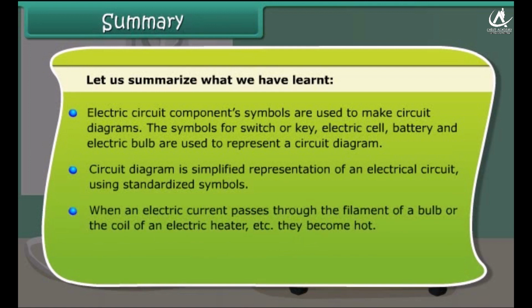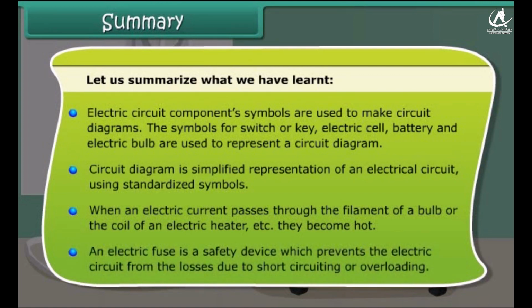When an electric current passes through the filament of a bulb or the coil of an electrical heater, etc., they become hot. An electric fuse is a safety device which prevents the electric circuit from the losses due to short circuiting or overloading.